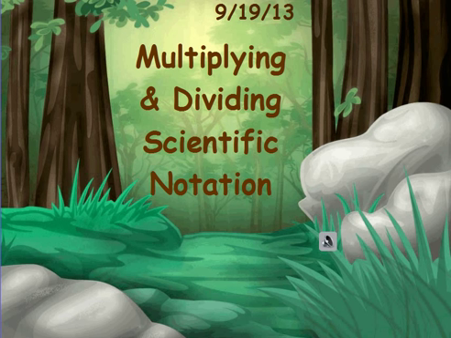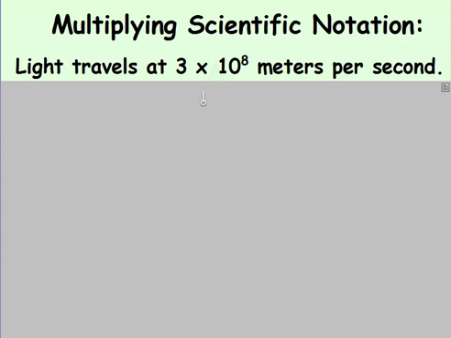We're going to start today by discussing multiplying and dividing scientific notation. It's a lot different than what we did with addition and subtraction with scientific notation, so we're going to see what the difference is today. We're going to start by talking about the speed of light. Light actually travels at 3 times 10 to the 8th meters per second. That's 300 million meters per second.